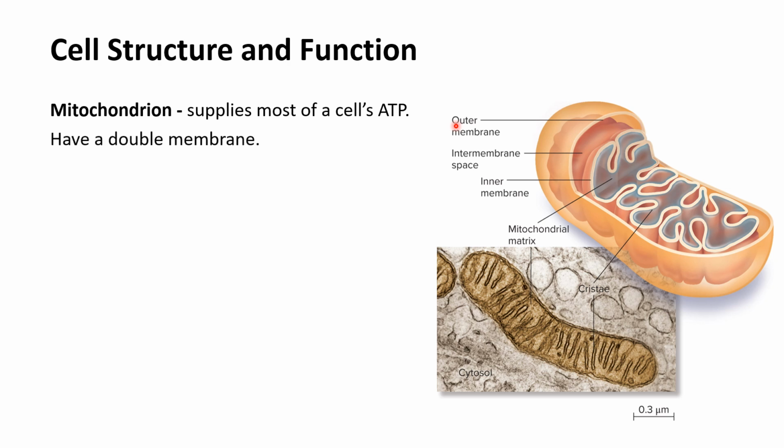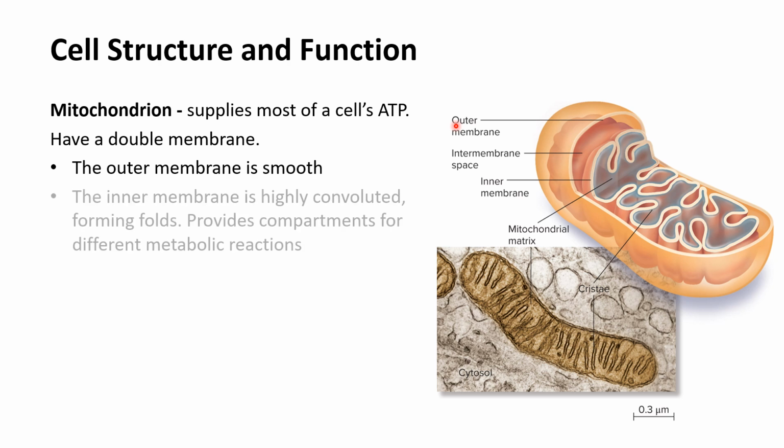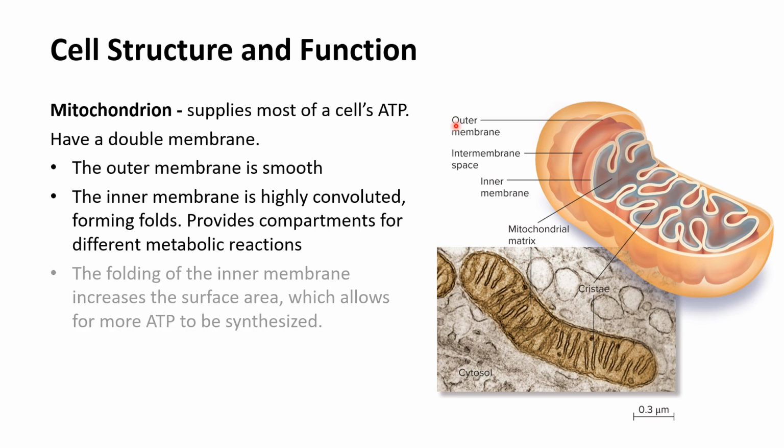Now, the mitochondrion is interesting because it has a double membrane system, with the outer membrane being smooth, making it almost look like a bean, but the inner membrane is highly convoluted and folded. And why do you think it's folded? Well, we talked about earlier in this lecture that the folding increases surface area, and also in this case provides compartments for many metabolic reactions to occur. So the folding of the membrane increases the surface area, which allows more ATP to be made by the mitochondria. It's a very important detail.